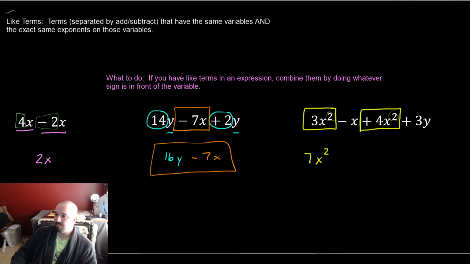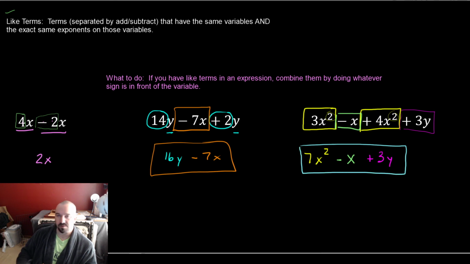Anywho, moving on. Finishing this up, we notice that this negative x here is just by itself. There's no other x terms. So we can't combine them with the x squared because they don't share the same exponent. So we just bring that guy down. And then finally, this 3y. Well, it's again, not really doing anything. It's got no friends. Apparently, it's just going to hang out in the corner. So we just throw it at the end too. And that's your final answer. Again, the order of these terms doesn't matter. You can write them in any order you wish. I don't care.